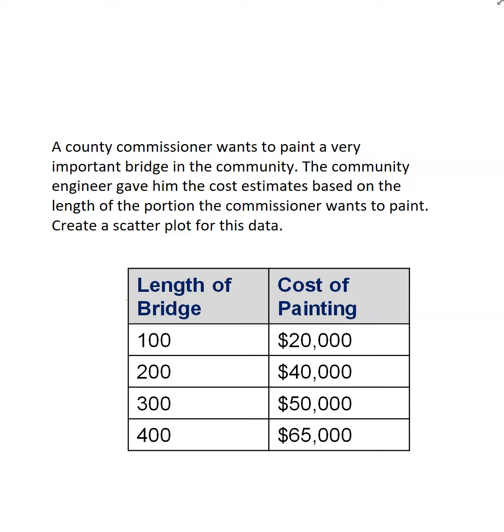We don't know what the measurement is, so I'm going to call this feet. And the cost of painting is already given in dollars, so I'll mark this as dollars. To paint 100 feet of the bridge, it costs 20,000. To paint 200 feet of the bridge, it costs 40,000, and so that's how you understand this.